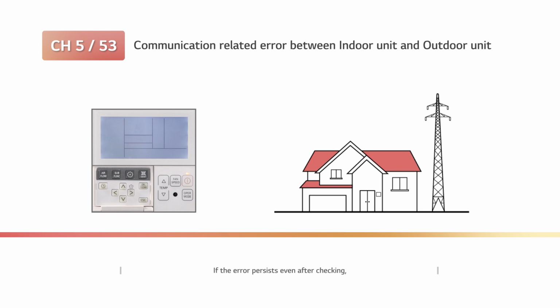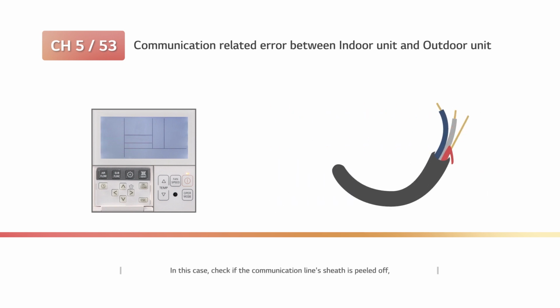If the error persists even after checking, improper installation is the likely cause. In this case, check if the communication line's sheath is peeled off, disconnected, or has short-circuited, and replace the line if an error is found.